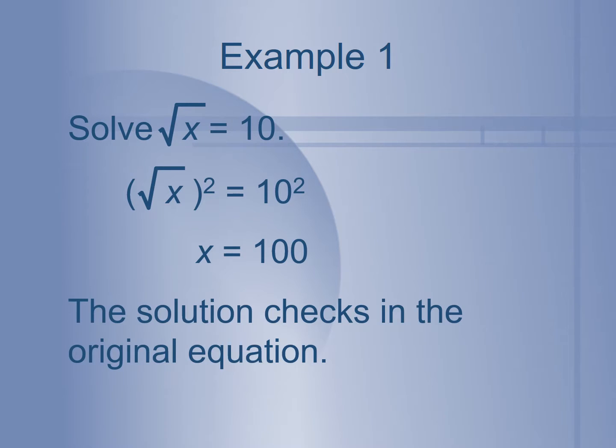And then we need to make sure that it checks in the original equation. If I substitute 100 for x in my original equation, I would have the square root of 100, and the square root of 100 equals 10, which means that it does check out.